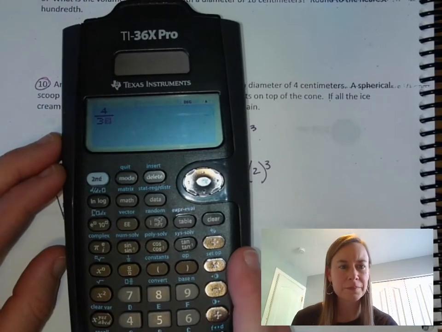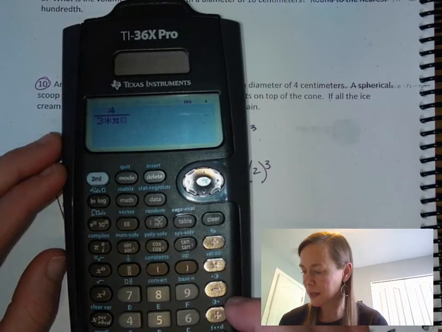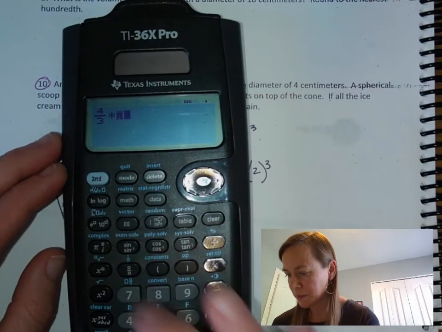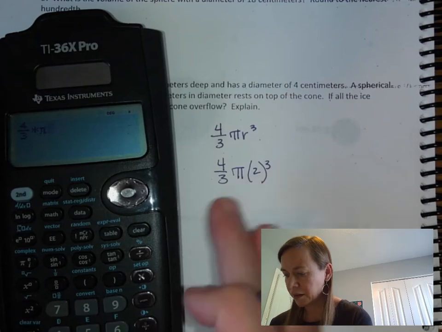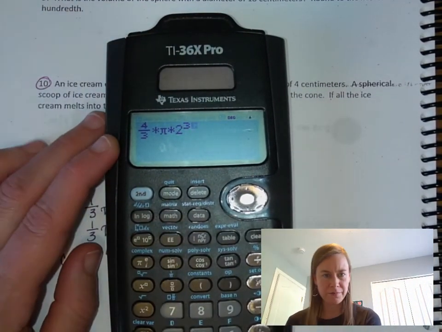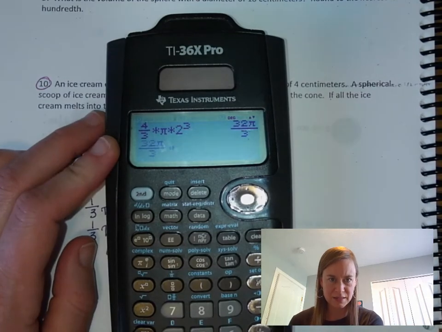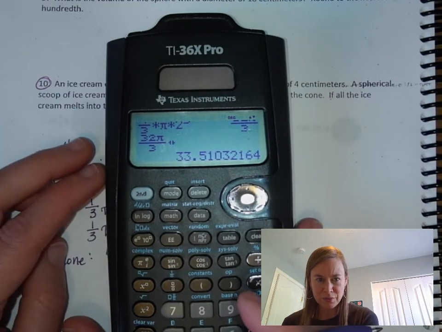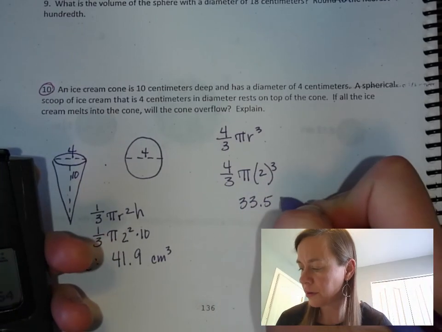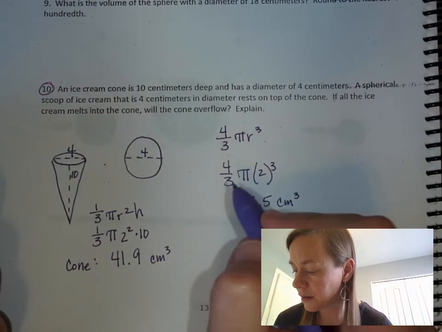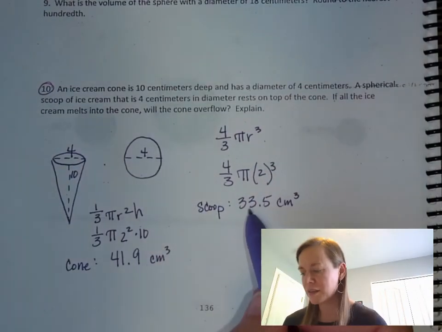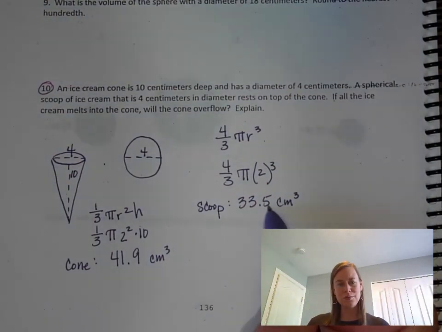4/3 times pi, whoops, I did that wrong. Let's try that again. 4/3 times pi r cubed. 2 to the third power. Okay, let's see what it gives us. It's giving me 33.5 for the volume of the sphere. I'll just say the scoop here. So that scoop of ice cream is going to be 33.5 centimeters cubed.